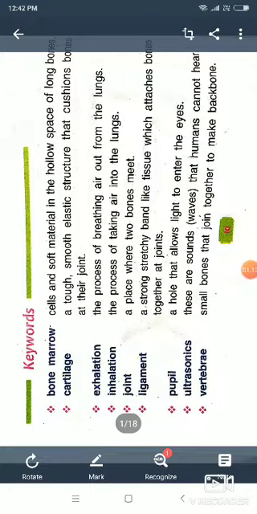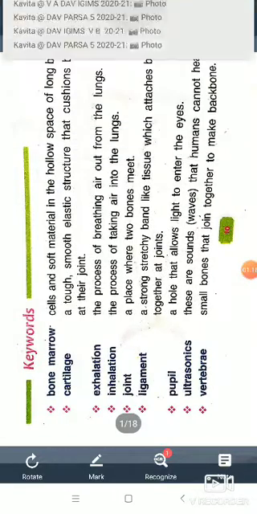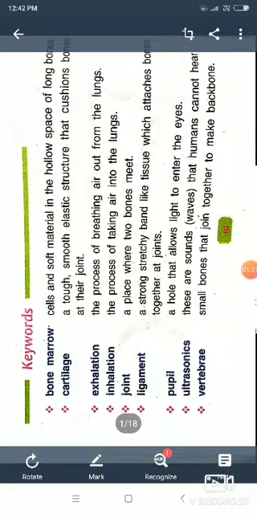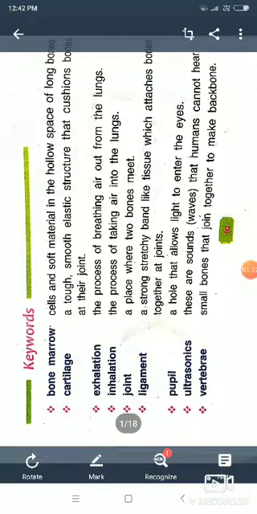Okay, so now see, number 1 is the bone marrow, B-O-N-E M-A-R-R-O-W. Cells and soft materials in the hollow space of long bones are called bone marrow. So you will add "called" here, then the definition will be complete. When the question is to define bone marrow, you will write this.